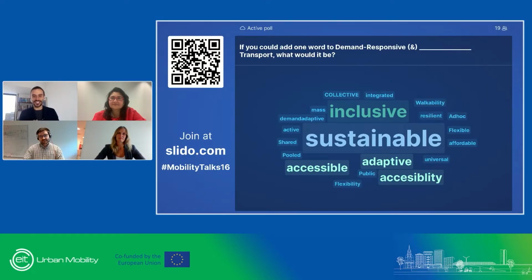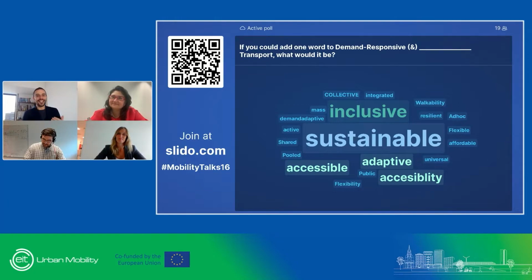So before we get started, let's have a quick look at the results of this poll, this disruptive DRT acronym poll. And I think what we can see here in the different answers in the word cloud, we have sustainable in the middle, but we also have concepts like inclusive, accessible, adaptive, public as well, I see, collective. So it seems that there is a little more to DRT than DRT.